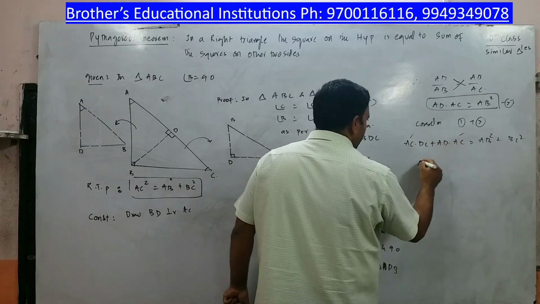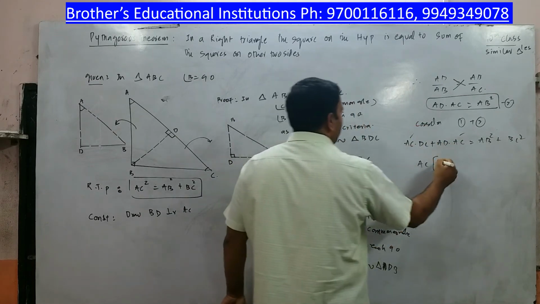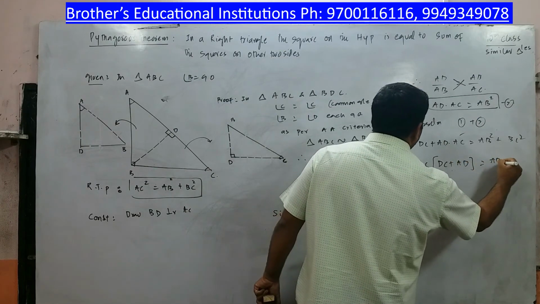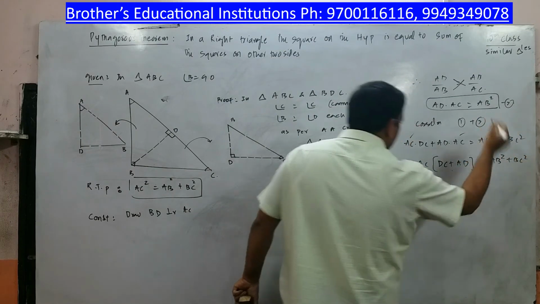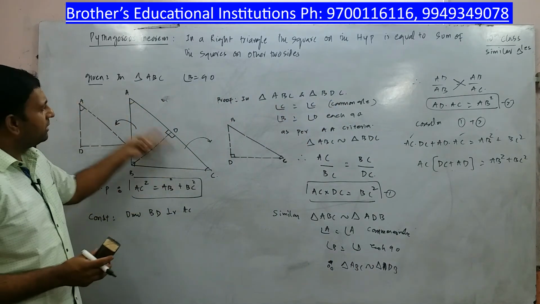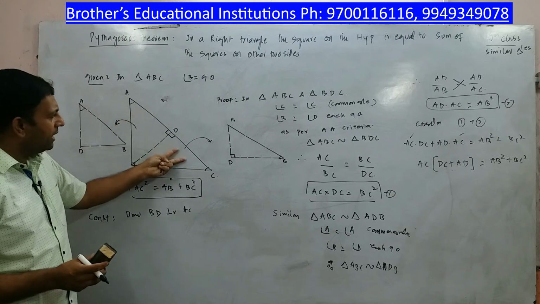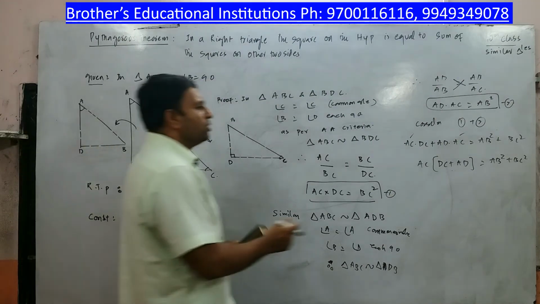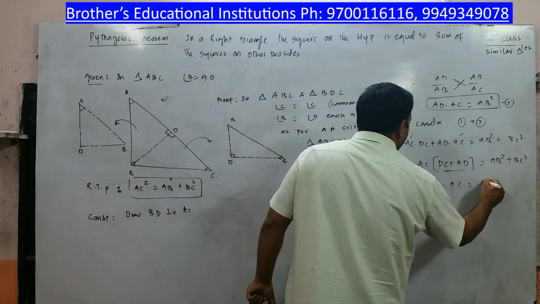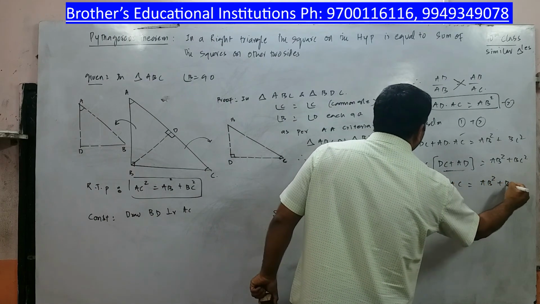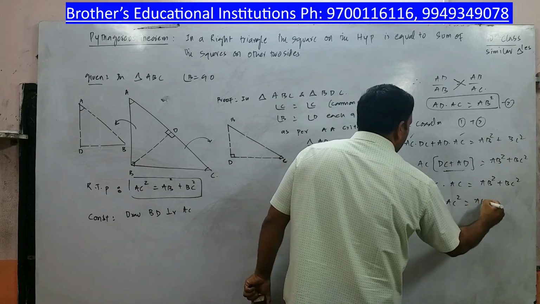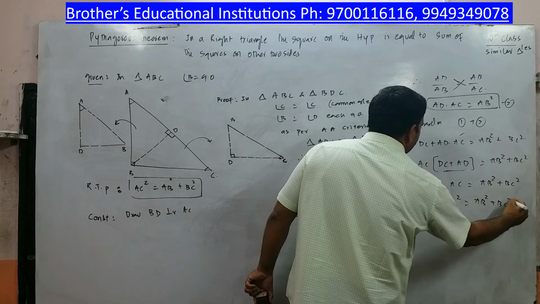Now can you take something common? Yes, I can take AC common. When I take AC common, I am left with DC plus AD is equal to AB square plus BC square. Now observe in the figure. Where is DC? This is DC. Where is AD? This is AD. When you add AD and DC, what will you get? AC. So instead of DC plus AD, from the figure I will write AC into AC is equal to AB square plus BC square. What is AC into AC? AC square is equal to AB square plus BC square.